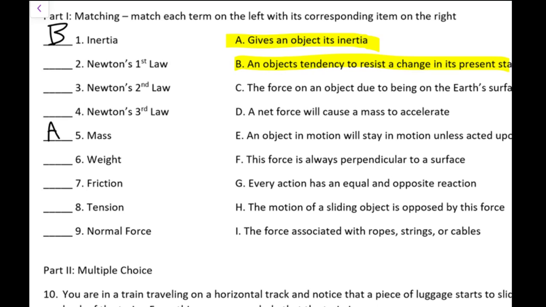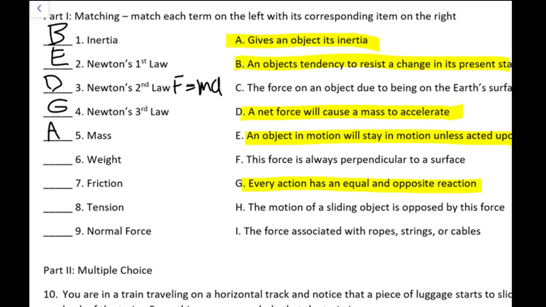And this is Newton's first law, which is the law of inertia, which says an object in motion will stay in motion unless acted upon by a net force. An object at rest will stay at rest unless acted upon by a net force. That's Newton's first law. Newton's second law is that F equals ma, that the force will cause a mass to accelerate. Specifically, F equals ma. And we'll be using that equation a lot. And then Newton's third law is G. For every action, there's an equal and opposite reaction.